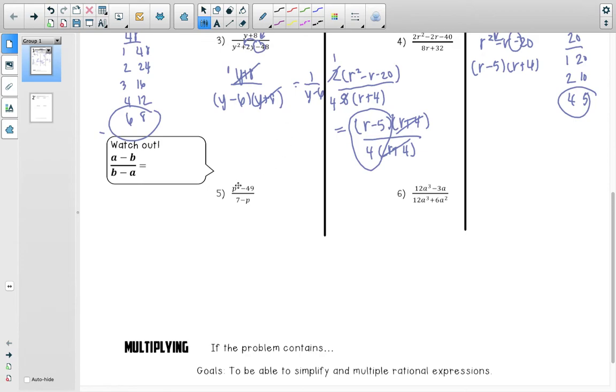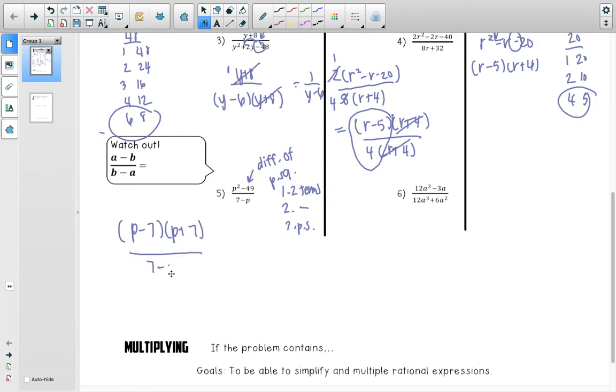So this right here is called the difference of perfect squares, and hopefully you remember that. And there's three rules with it. 1, are there two terms, 2, is it subtracting, and 3, can you get a perfect square out of it? And that's the case. So the square root of p squared is p, the square root of 49 is 7. So you're left with p minus 7 and p plus 7.